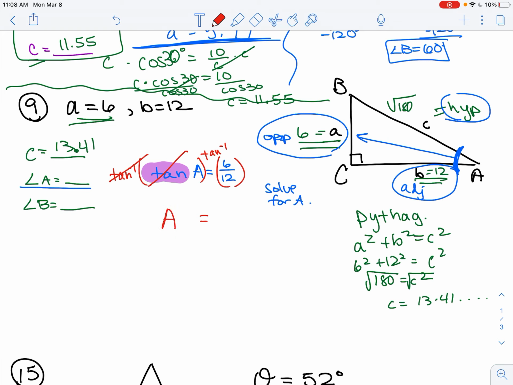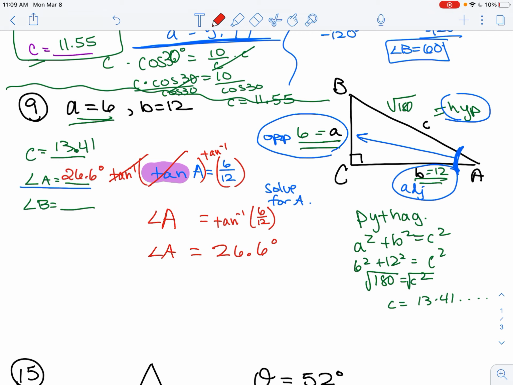So I get angle A equals the inverse tangent of 6 divided by 12. So if you use your calculator, you'll hit the second key, tangent, and you'll see that little notation of inverse tangent. And then we're going to put in the parentheses 6 over 12. And we get that angle A is approximately 26.6 degrees, and that's rounded.